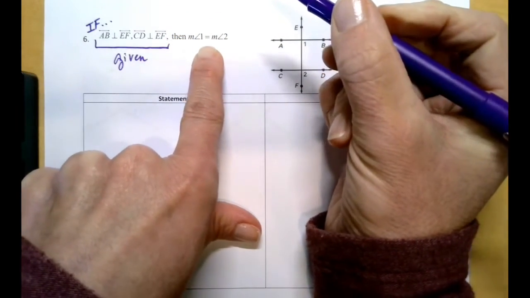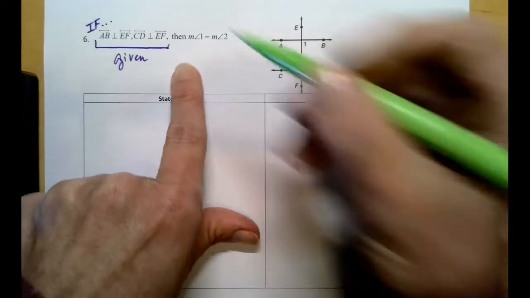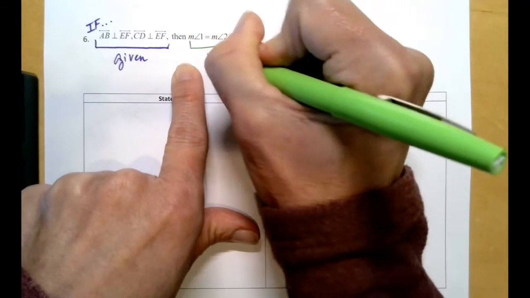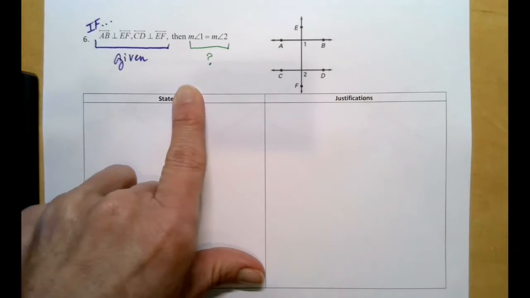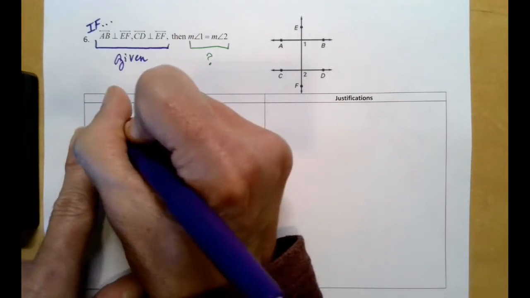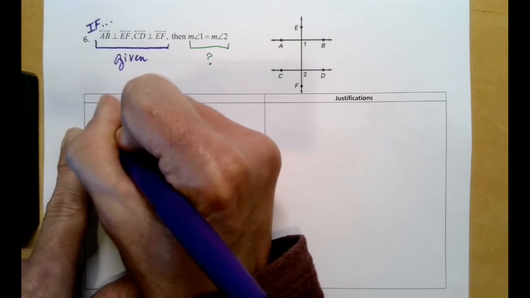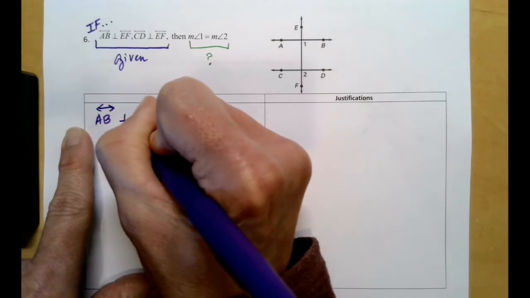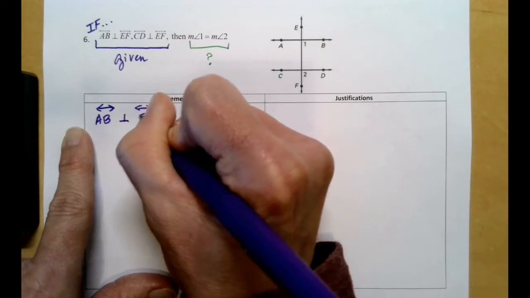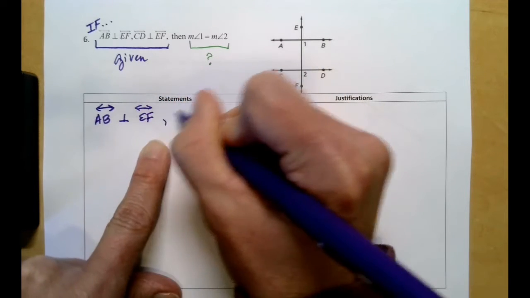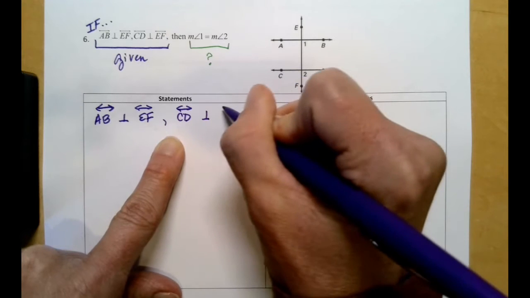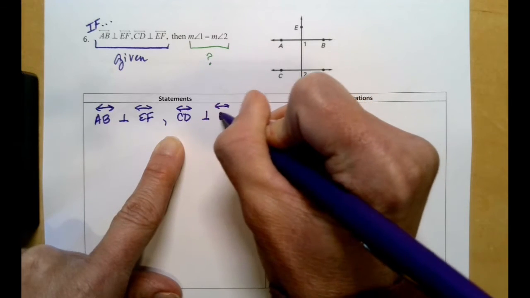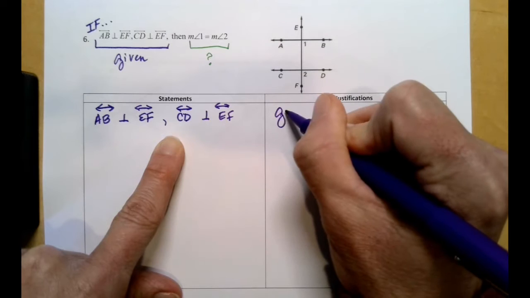Then measure of angle 1 is equal to measure of angle 2, and this is what I'm to be proving. All right, so let's go ahead and get that given stated in there. Line AB is perpendicular to line EF. Line CD is perpendicular to line EF. So that's what we've been given.